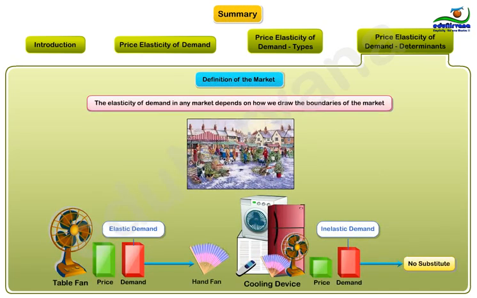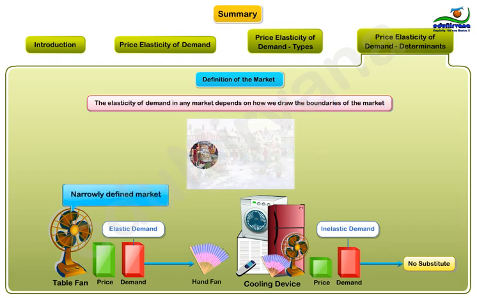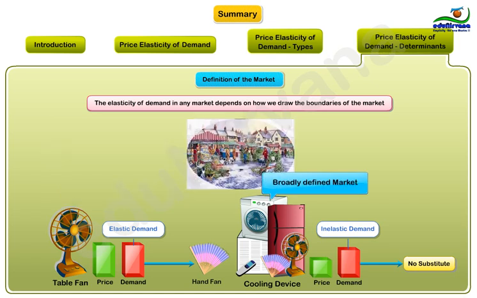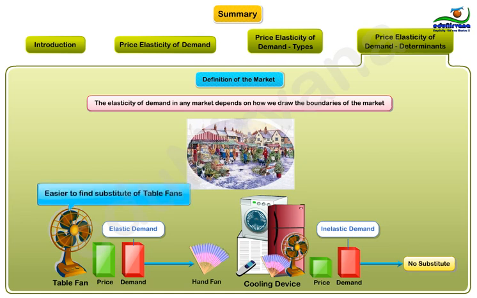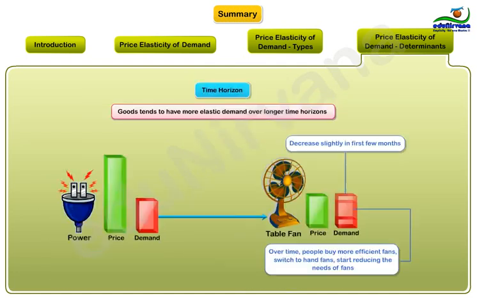Definition of the market. The elasticity of demand in any market depends on how we draw the boundaries of the market. Narrowly defined markets tend to have more elastic demand than broadly defined markets because it is easier to find close substitutes for narrowly defined goods. Time horizon. Goods tend to have more elastic demand over longer time horizons.